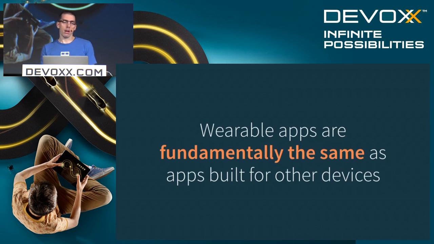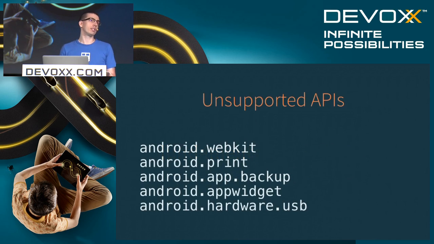Android Wear. There are some tiny differences, which are that there are some unsupported APIs. For instance, you don't have access to WebKit, because it makes no sense to have a browser on a wearable. You don't want to interact with the wearable to look at a web page. So it would make no sense to have WebKit on a wearable, and that's the reason why you don't have access to this API.